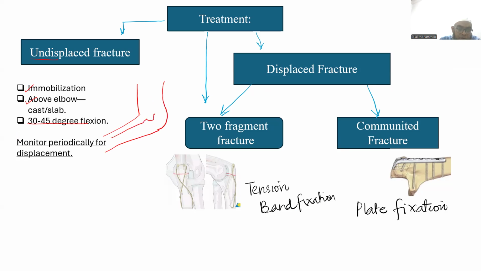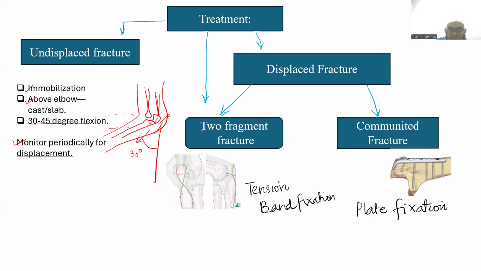So here is your olecranon. And here the triceps is attaching to it. So this is your humerus. So if you try to flex it more than 90 degrees, what happens is this fragment will go like this. So the chances of displacement are high. To maintain it aligned, you need to go only 30 to 45 degrees of flexion. And we need to monitor every week or 10 days to check for any displacement happening after the fracture.